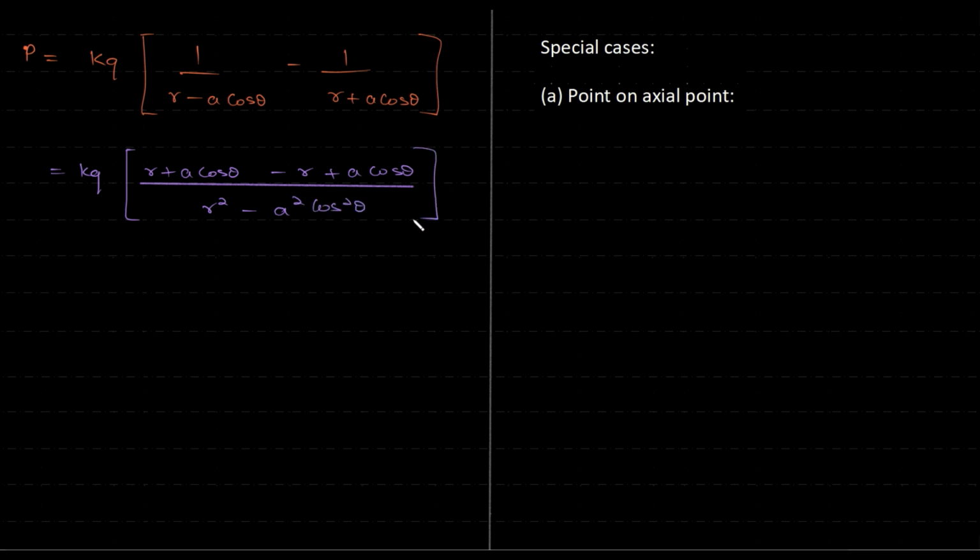This math you guys need not show actually. R and R can get cancelled. And this step and all you guys need not show. You can directly write it as 2KQ, of course, you should be able to do this in your head, A, entire expression divided by R square minus A square cos square theta. So that is your actual expression.